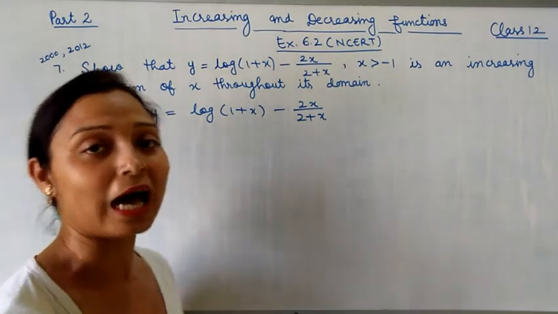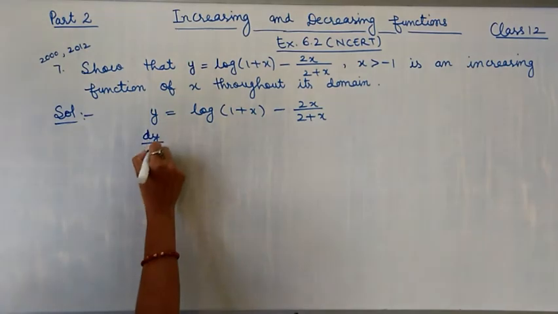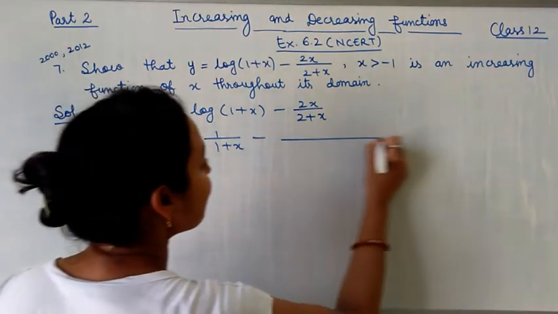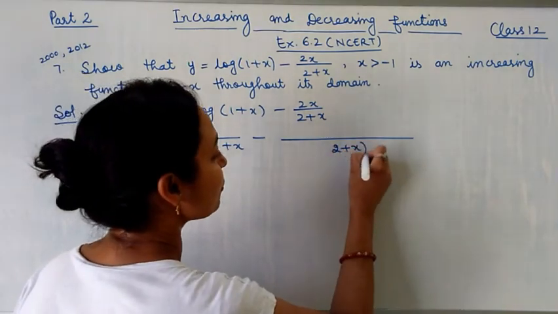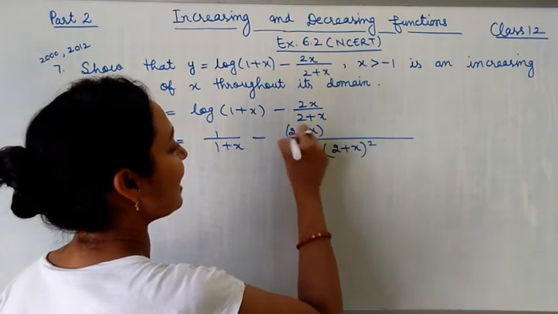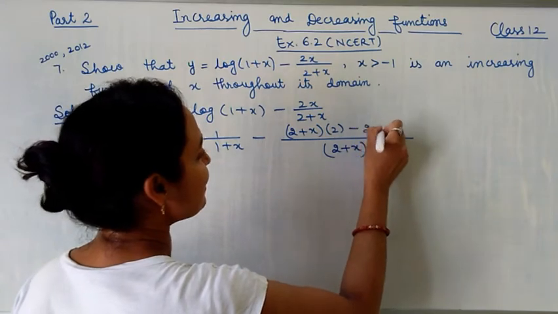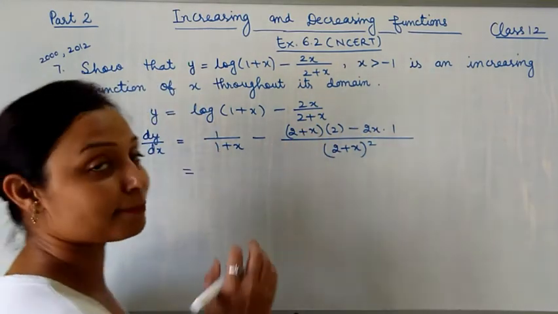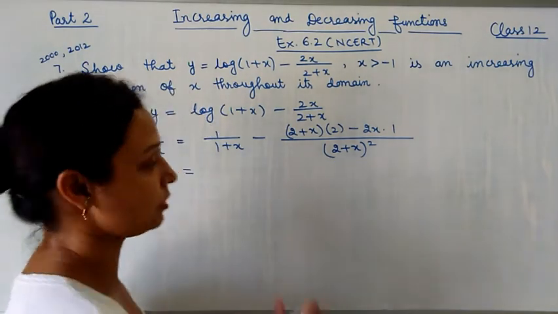Okay, first of all I will take the derivative. How can you do the derivative? dy upon dx is equal to 1 upon 1 + x. Now I take the u upon v formula. What is that formula? (v du minus u dv) upon v squared: (2 + x) as it is, the derivative of 2x, that is 2, minus 2x as it is, and the derivative of this is 1. Okay, now I will simplify and check whether it is increasing or not.